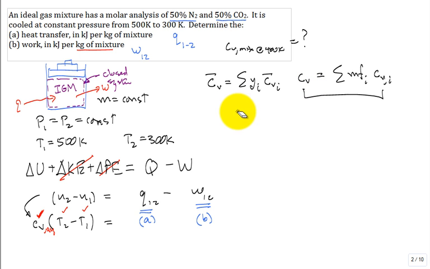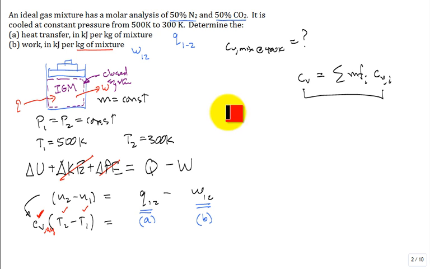So which one do you think is most convenient for this application? It's on a mass basis. So I need to get the mass fractions. So is the mass fraction 50-50? That's the mole fraction, the molar analysis. So this is a molar analysis, true? So I have to do some work. Set up a table to help you organize your work.